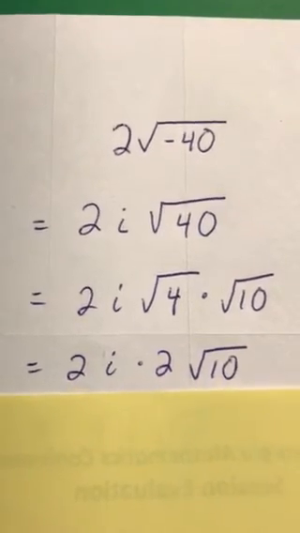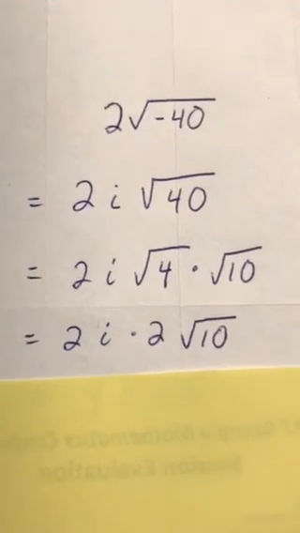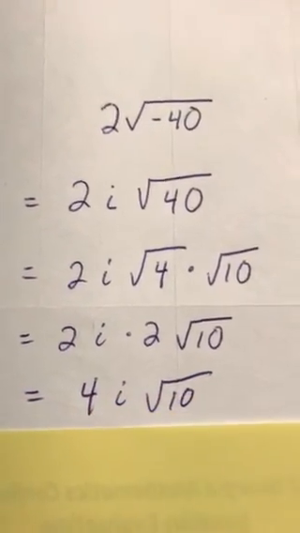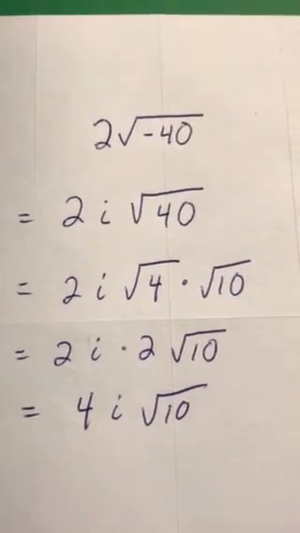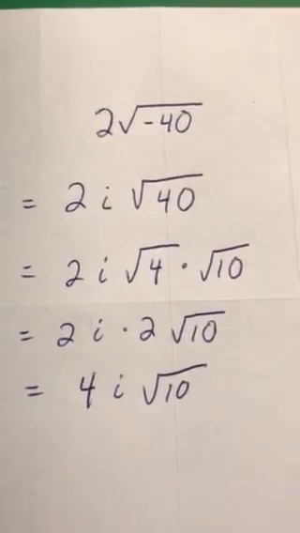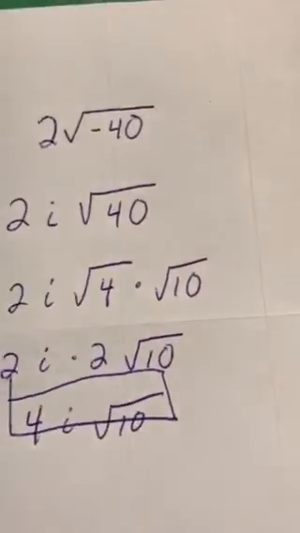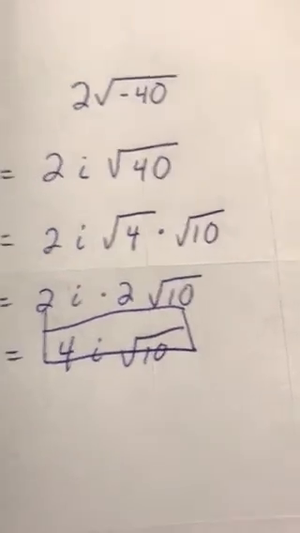And now I have 2 times i times 2 times the square root of 10. And things that are not under square roots can multiply with each other. So 2 times 2 gives me 4. The i comes down, the square root of 10 comes down. There's nothing else that I can do with them. And that is my final answer. 2 times the square root of -40 simplifies to, my circling did not work well, sorry, simplifies to 4i times the square root of 10.